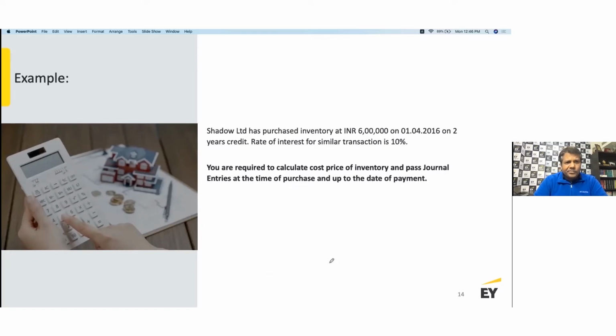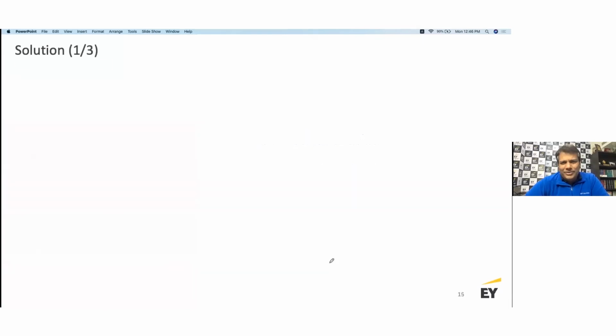Now Shadow Limited has purchased inventory at INR 6 lakhs on 1st of April 2016 on 2 years credit. Rate of interest is 10%. You are required to calculate the cost price of inventory and pass the journal entry at the time of purchase. It's always good to read the question twice, right? If it sounds very simple, just read it twice. Now, it looks to me a simple question. Okay, let's look at the solution.